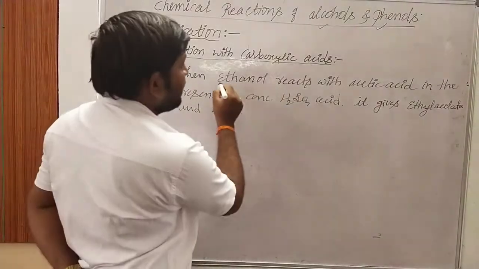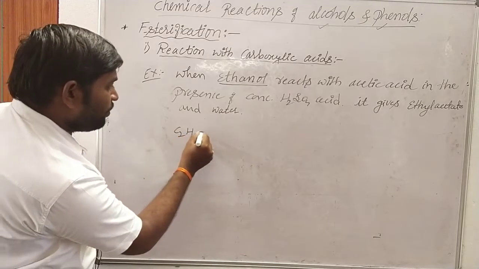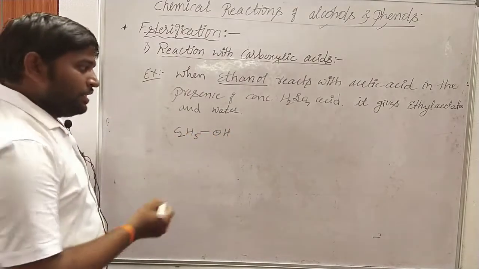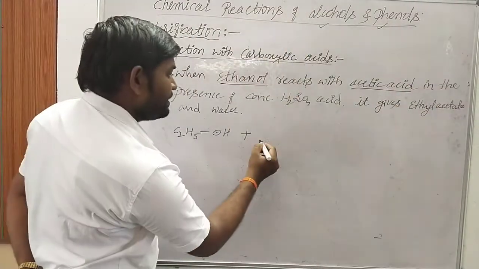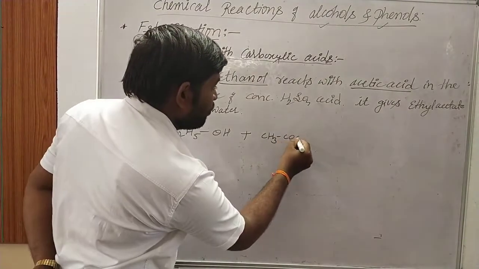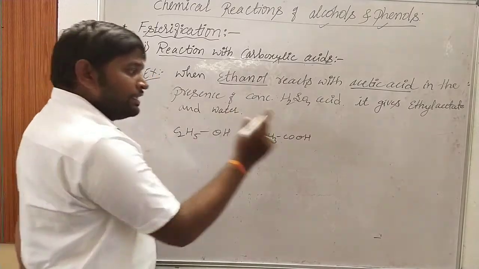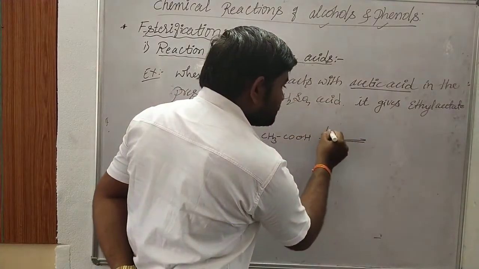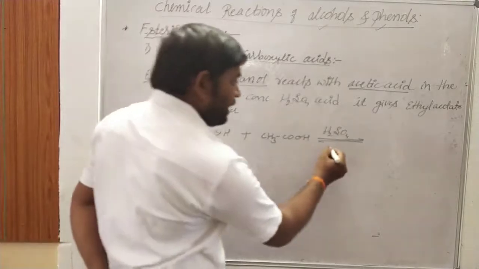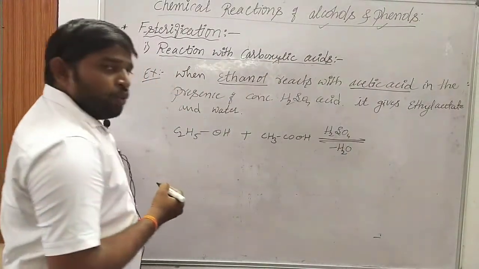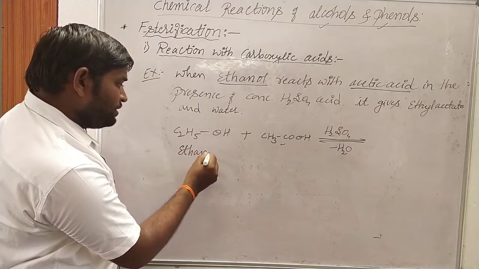Let us take an example. Ethyl alcohol, or ethanol, is C2H5OH. When ethanol reacts with what? Acetic acid. Acetic acid is CH3COOH. This is a carboxylic acid. When this carboxylic acid reacts with alcohol in the presence of concentrated sulfuric acid, the concentrated sulfuric acid acts as a dehydrating agent, that is, it has the tendency to remove one water molecule between the carboxylic acid and ethanol. So this molecule is called ethanol.